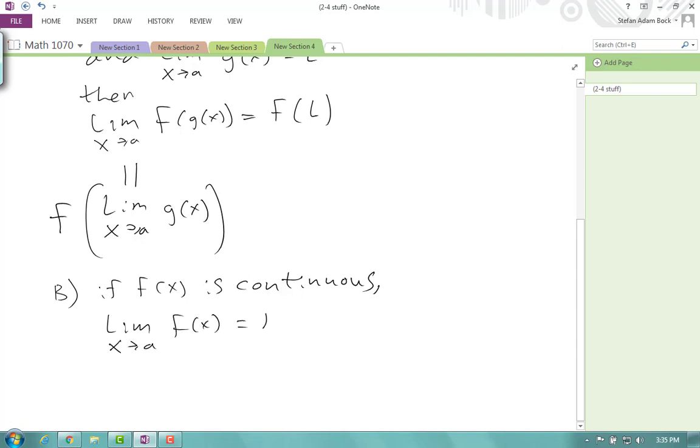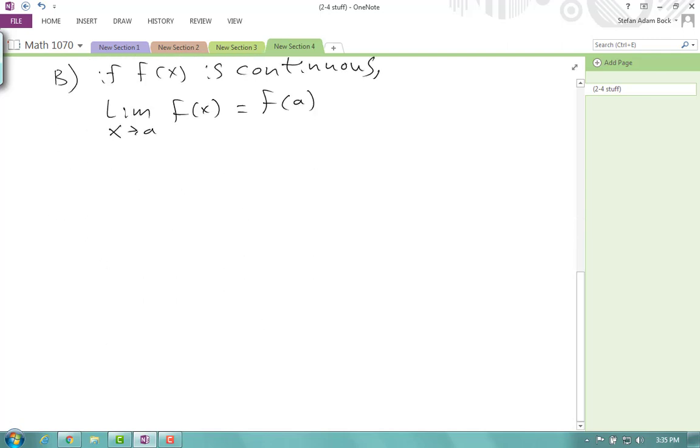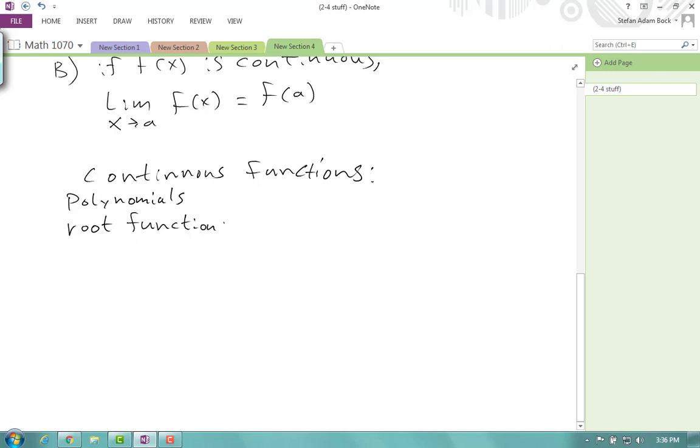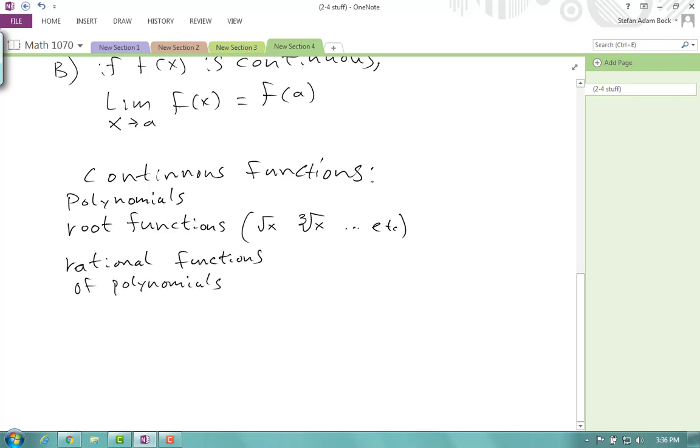I can do direct substitution, and I don't have to worry about any of the limit law stuff. So some examples of continuous functions: we have our favorites, polynomials, root functions, etc., but also rational functions of polynomials on their domains, of course. If the function value doesn't exist, then I can't exactly set the limit equal to the function value because, well, yes. What am I missing?